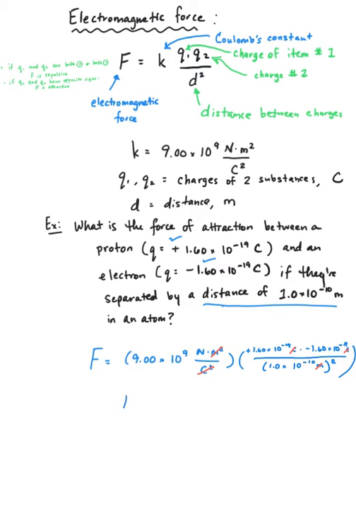But what we should end up with is a force in newtons of about 2.30 times 10 to the negative 8 power. 2.3 times 10 to the minus 8 newtons. Notice that this is a much smaller quantity than some of the quantities we dealt with in the beginning of the semester. 2.3 times 10 to the minus 8 newtons, 23 nanonewtons.